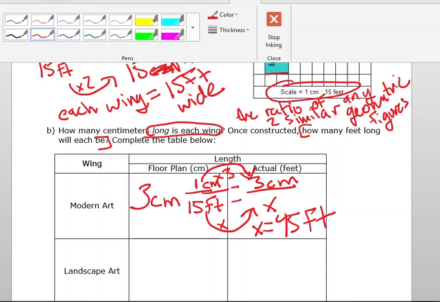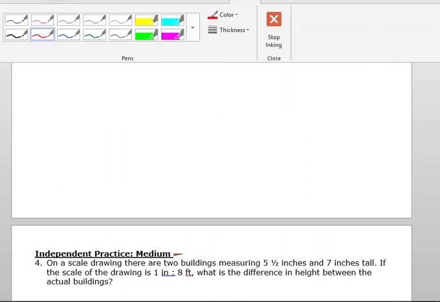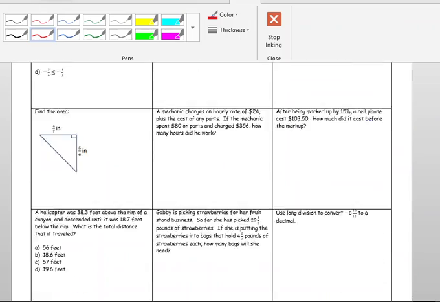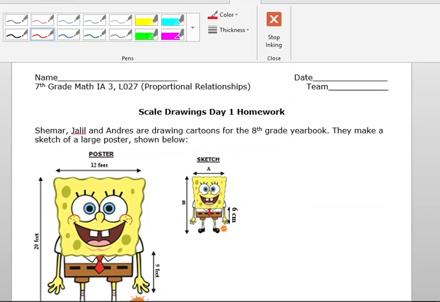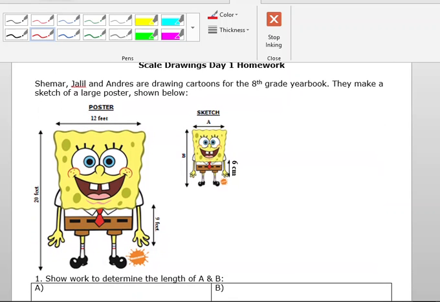So we're going to move down now and take a look at the homework. All right, SpongeBob. This would be my children's favorite homework. All right, Shamar, Jaleel, and Andres are drawing cartoons for the 8th grade yearbook. They make a sketch of a large poster shown below. So here's my poster. This is sort of my key information box here because it gives me these dimensions. And then my sketch gives me that dimension. Okay, so show work to determine the length of A and B.